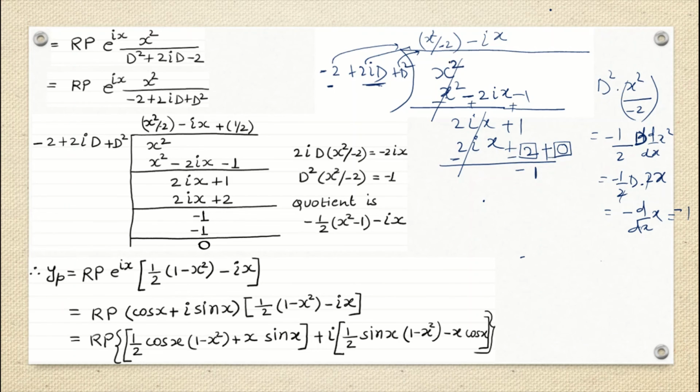So now what I have to do? Again I am following the same method, that I am going to write down minus 2 into a. Okay, minus 2 into a should give me minus 1. That means minus 2 into a should give me minus 1. That means a is nothing but 1 by 2.